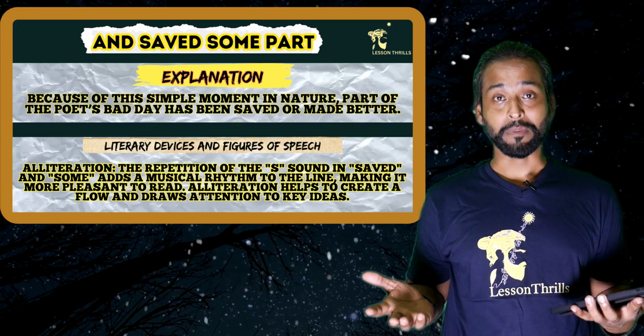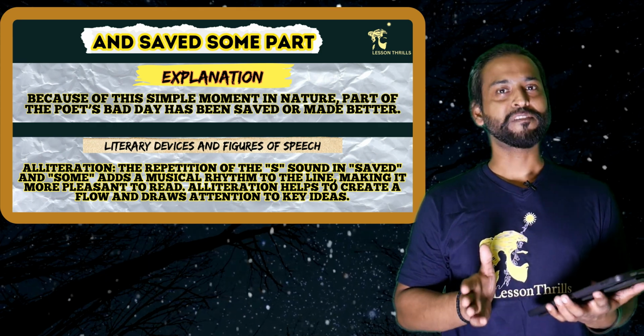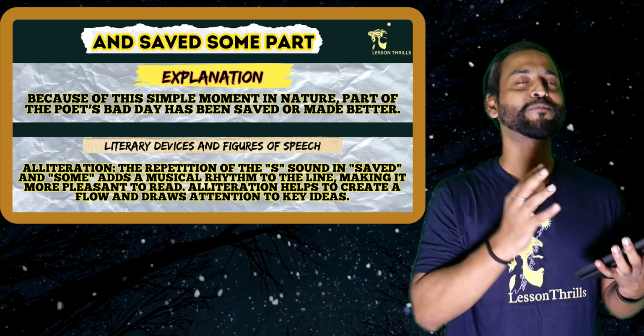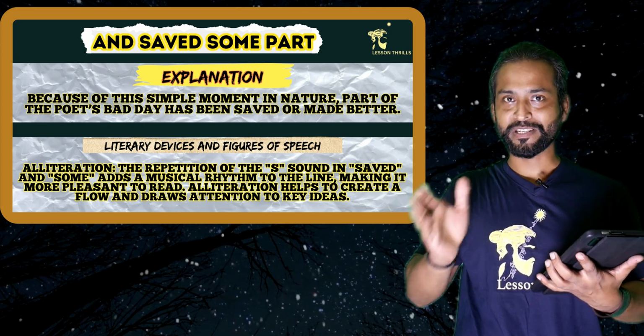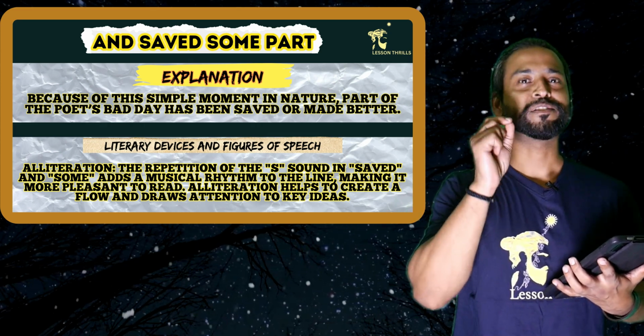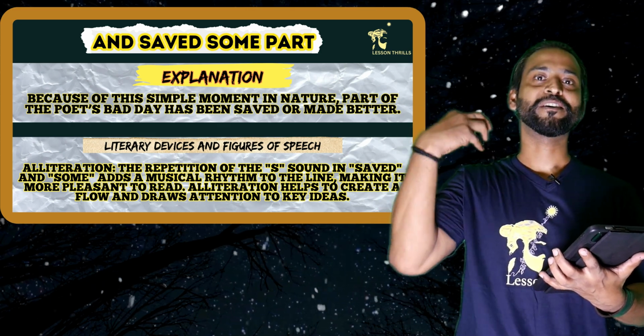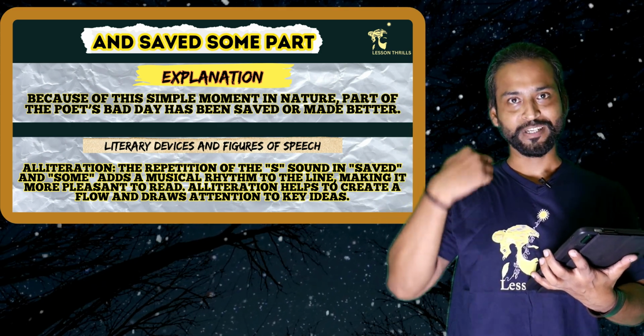Third line of the second stanza. "And saved some part." What part? The part of the poet's day. The first part of the poet's day was in vain. He was very sad. He was unproductive. But the second part of his day was productive because one small incident happens. So here, his second part was saved because of the falling of dust of snow onto his body.